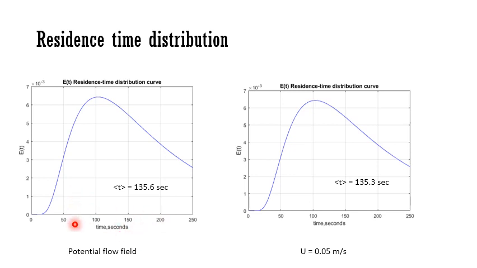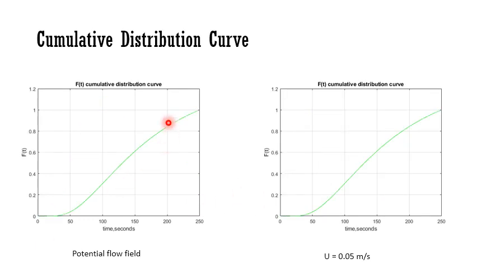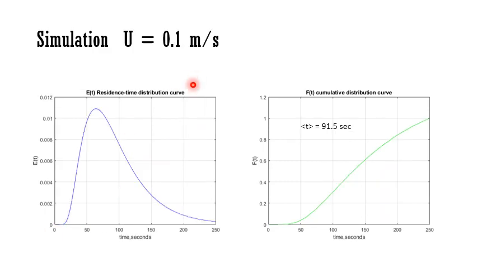You can see with just the potential field, I have a mean residence time of 135 seconds. Then I increased the flow a little bit to 0.05 meters per second. It didn't change much on the mean residence time. So that's how that one looked. And going to the cumulative distribution times, they looked the same. Nothing unusual about these.